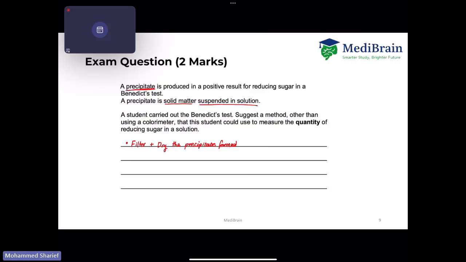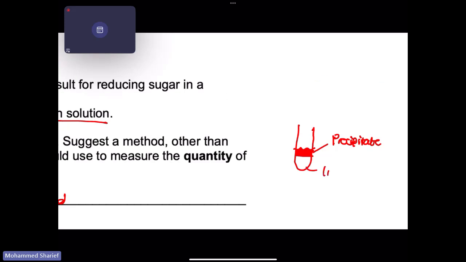Remember, the quantity of precipitate will tell you how much reducing sugar is present. The more precipitate that you have formed, the more reducing sugar that is present. The less precipitate you have formed, the less reducing sugar you have present. So what you are going to do is filter the solution, because once we've tested in this test tube, you're going to have a precipitate at the top, and this is still going to be liquid. So this is your precipitate, and this is going to be your liquid.